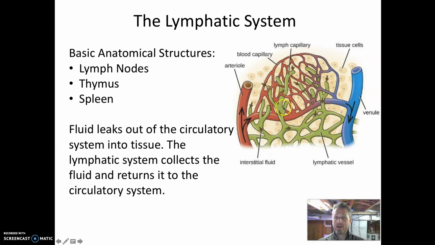These lymphatic vessels are collecting the fluid that was lost from the blood, and they're going to allow it to flow back to the circulatory system, redepositing that liquid into the circulatory system. So think of the lymphatic system as like a collection system.